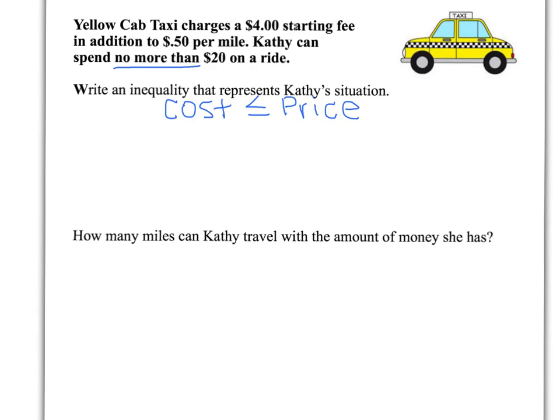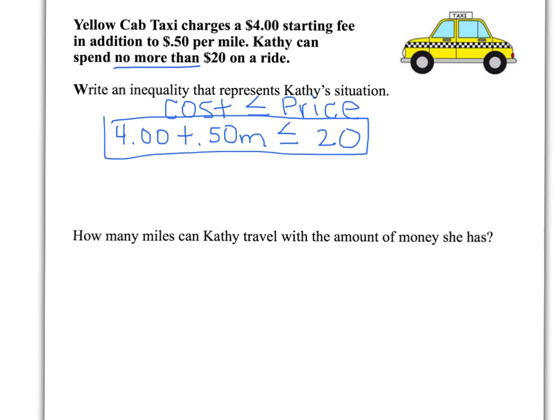Now we can put some numbers with this. The cost that she's going to be paying first starts with the $4 for the starting fee, and then it's going to be adding 50 cents for every mile. And that amount has to be less than or equal to $20. So she can spend $5, or she can spend $10, or she could spend all $20. So that inequality right here represents Kathy's situation.